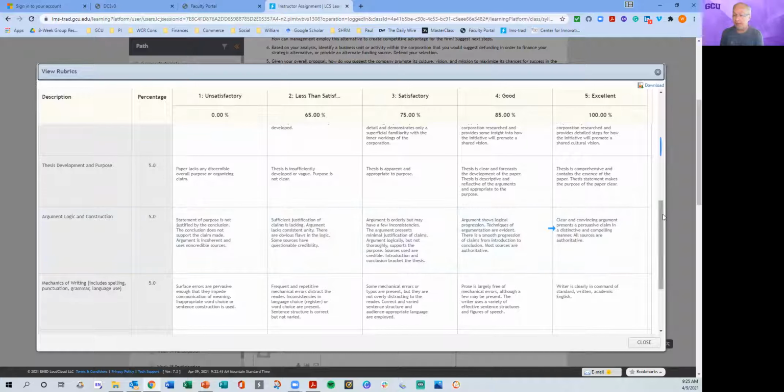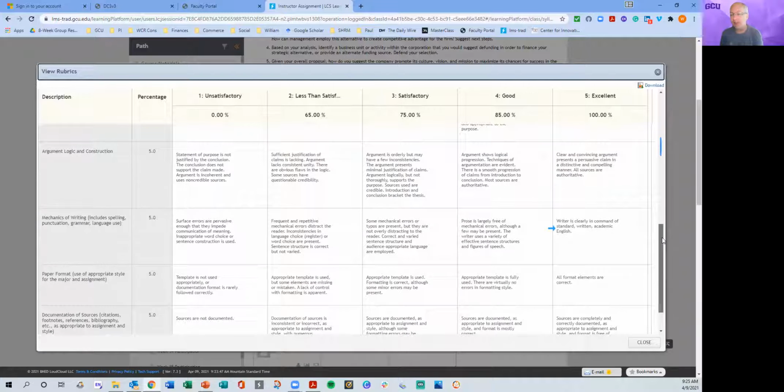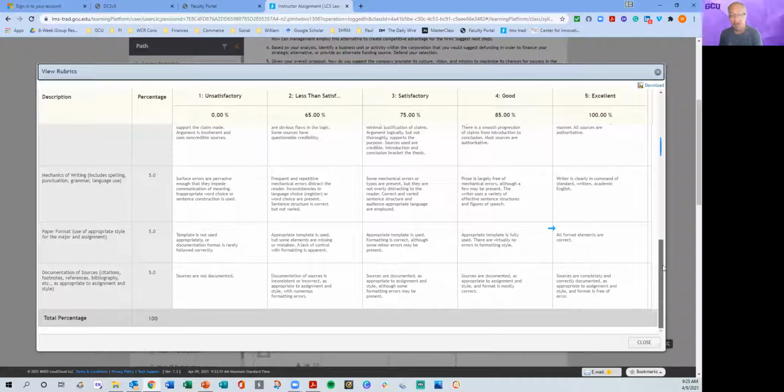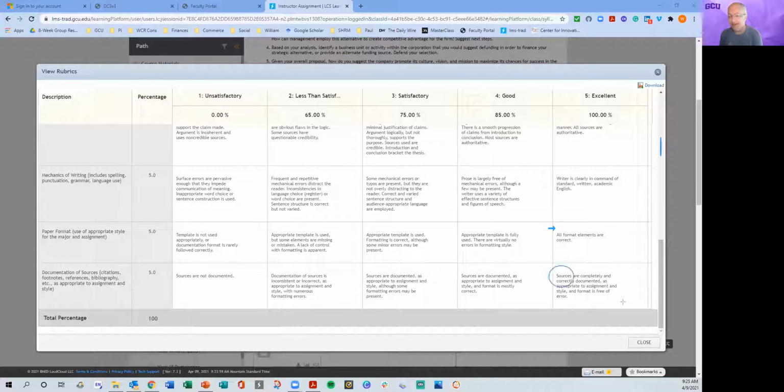Got your mechanics, so make sure you're checking your grammar, spelling, all that. Make sure you're using APA format in your paper. And then finally, again, as always, cite all your sources. Cite them appropriately in the body. Give me a reference page at the end. Use as many as you need to support all your work in this assignment.